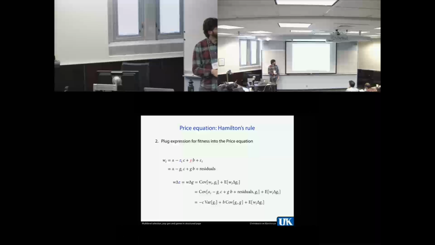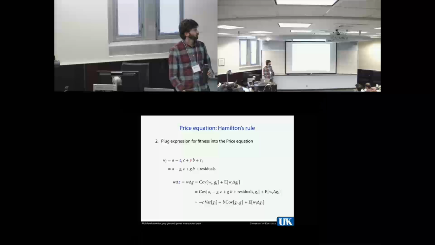And what happens is we get the first term, this cost, has this genetic variance. Then there's this covariance between the genes in individual i and the genes in its group, in its social partners, its group mates, plus the transmission term, yeah. Sorry.